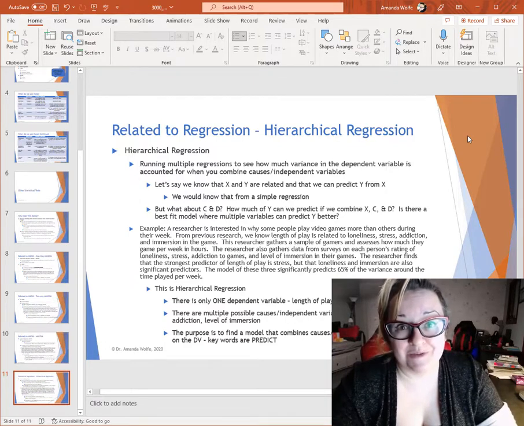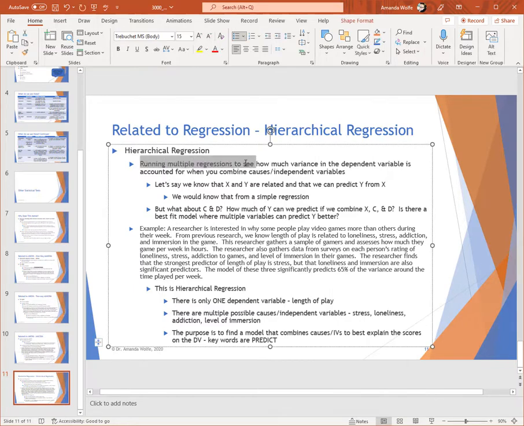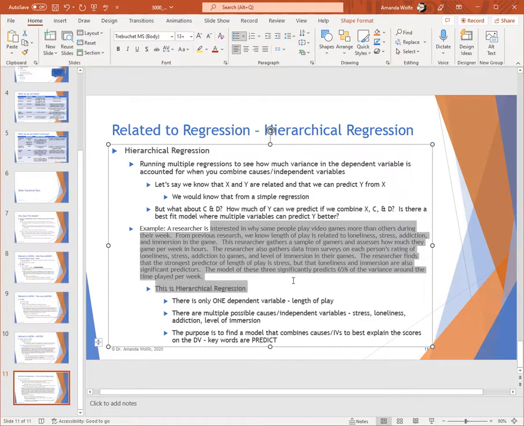Add more variables. So as you see here on the slide, we're running multiple regressions to see how much variance in the dependent variable is accounted for when you combine other causes or other variables. Let's say that we know X and Y are related. We can predict Y from X. That's a simple regression. But what about C and D? How much of Y can you predict if we combine X, C, and D? So I have an example here, but I'm going to work through it with you in the Word document first.